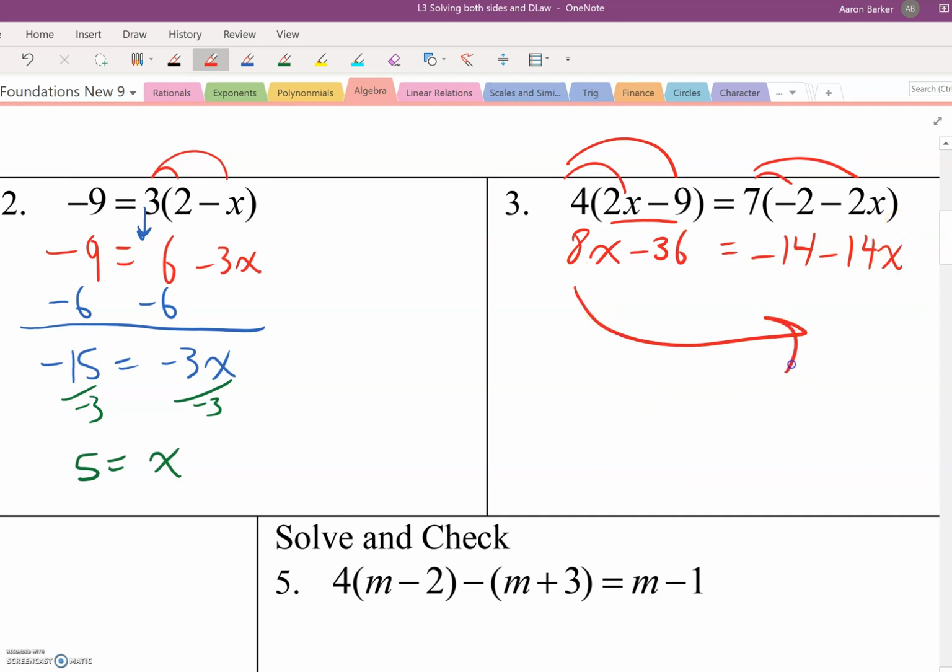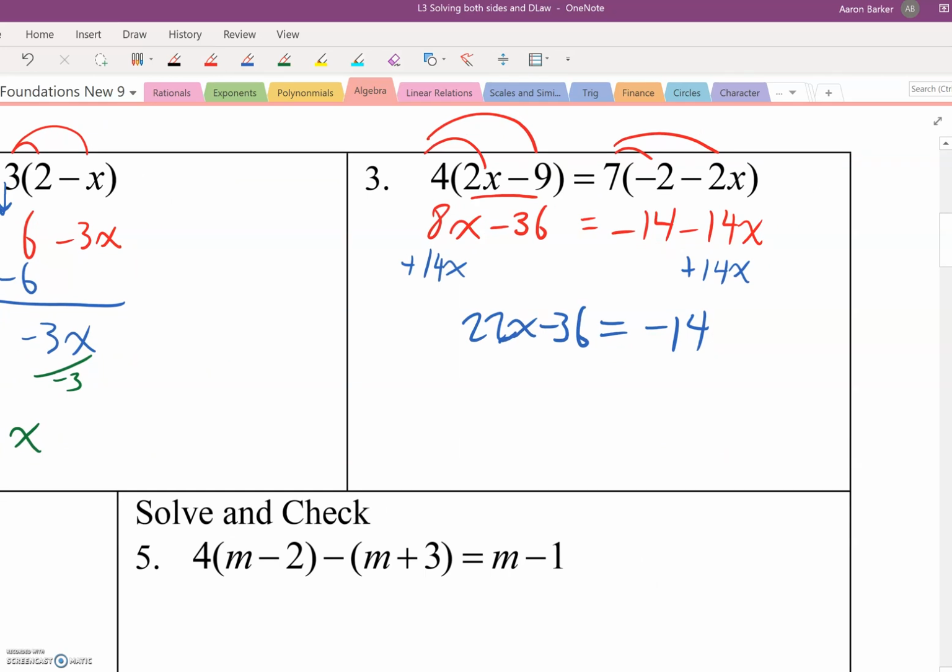So you can move the 8x over or the negative 14x over, your choice. I'm just going to flip a coin and negative 14 popped up. So I'm going to move 14x first. And so I do the opposite of minus. I add. I get the 22x minus 36 equals negative 14. I don't recommend you moving more than one thing at once because we tend to lose track and forget what we've done, and it's easy to make sign errors. So I recommend not to.